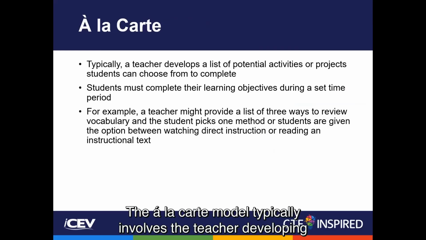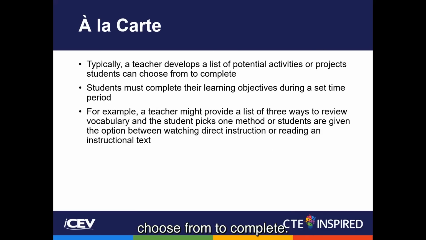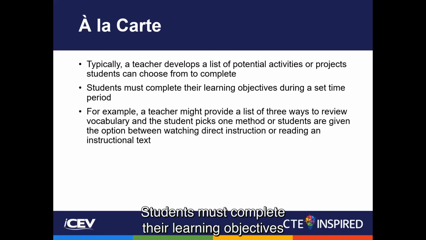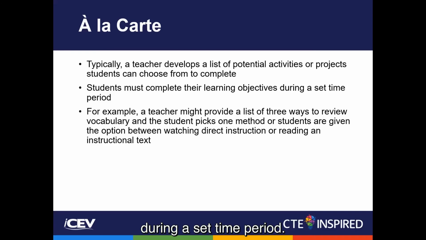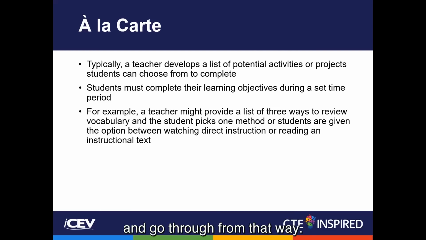The a la carte model typically involves the teacher developing a list of potential activities or projects that students can choose from to complete. This could be a choice board, or it could be just a simple list. Students must complete their learning objectives during a set time period. For instance, a teacher might provide a list of a few different ways to review vocabulary and require the student to pick one or two methods. And they're able to choose one of those options and go through from that way.